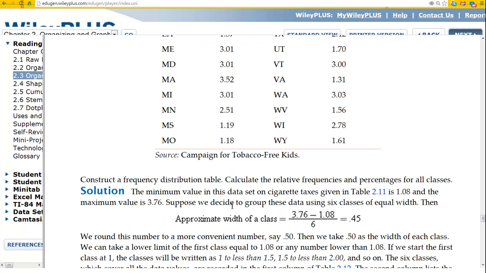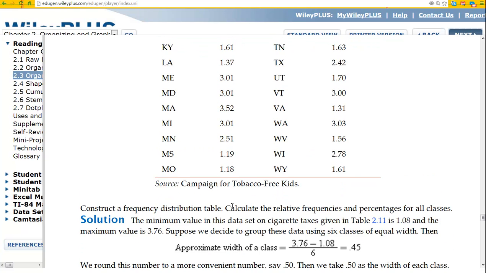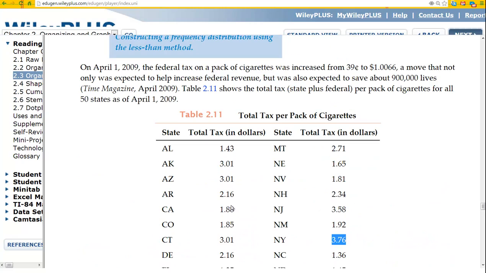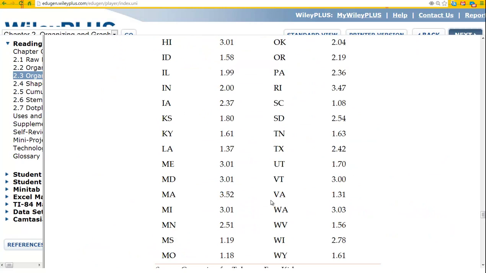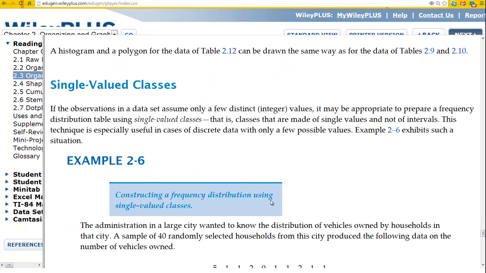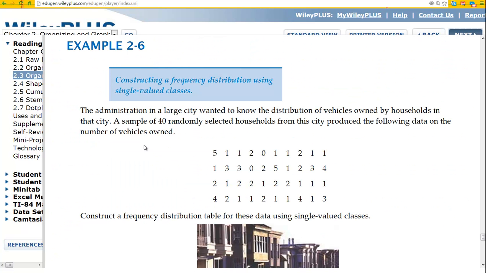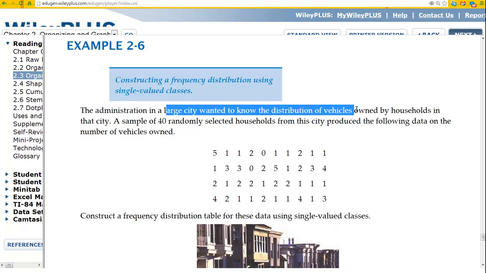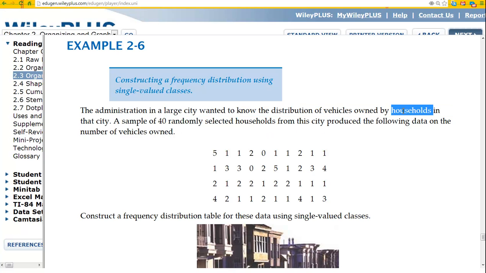Okay, so this is the data. There's 50 states, so there's 50 taxes, so there's 50 pieces of data. We're going to do one thing for this kind of data as compared to a different kind of data down here. Here, the administration of a large city wanted to know the distribution of vehicles owned by households in that city. So in other words, how many cars, or maybe motorcycles are included, owned by households in the city.